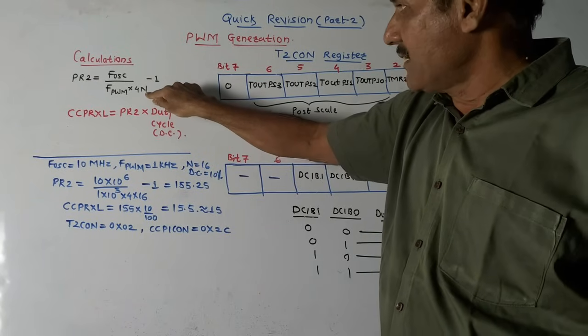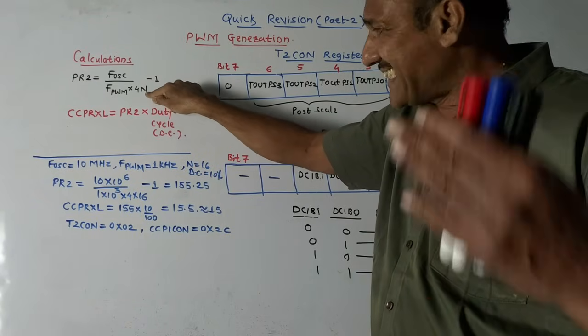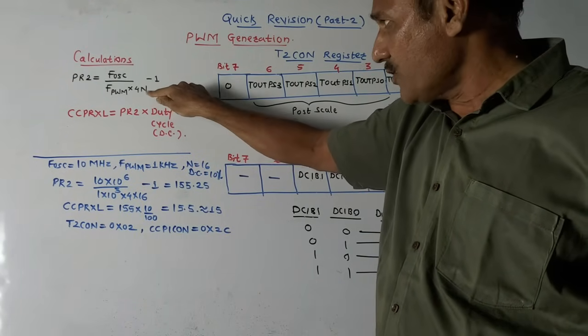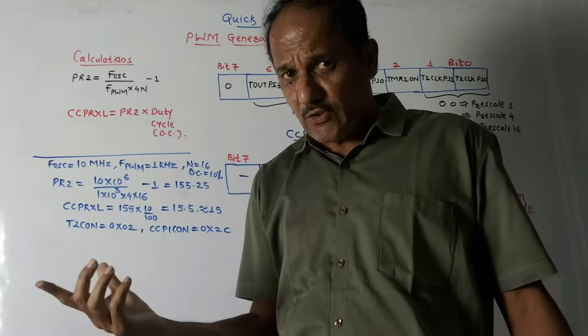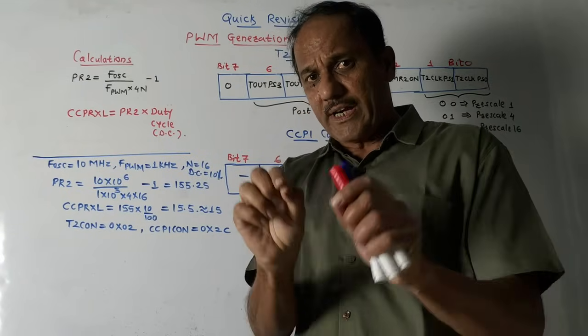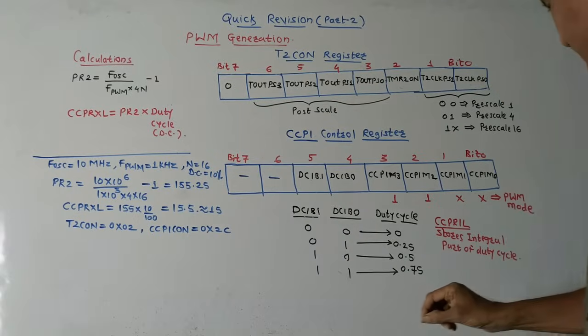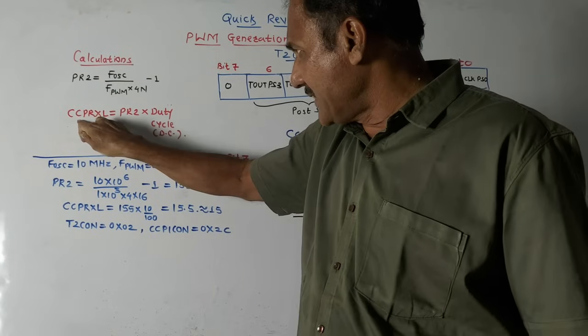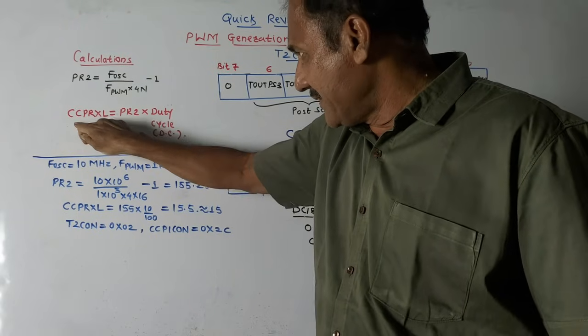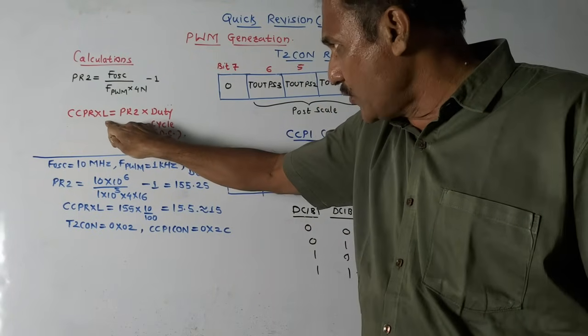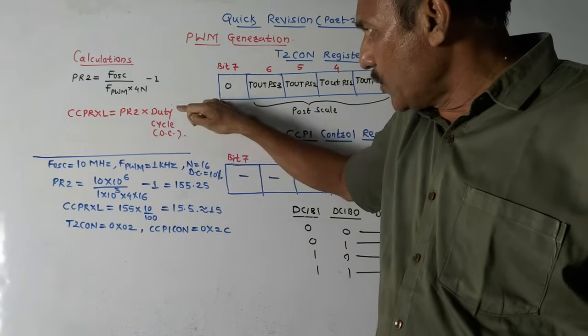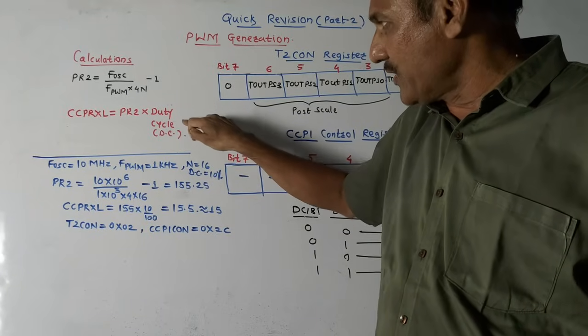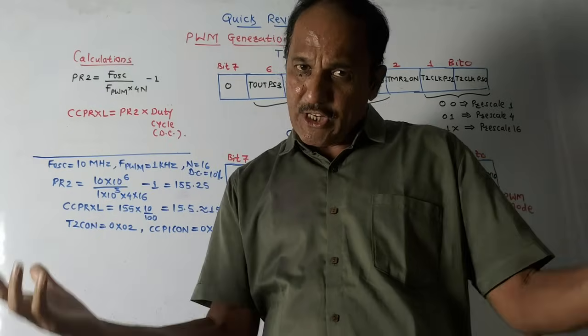N is basically the prescaling factor. That will also be mentioned in the question. If not mentioned, you can assume any prescaling factor. I have written prescaling factors as prescale 1, prescale 4, prescale 16 and so on. Then CCPR1L, this register we will be using, its value is PR2 into duty cycle, that is DC. As I said, duty cycle will be mentioned in the question.